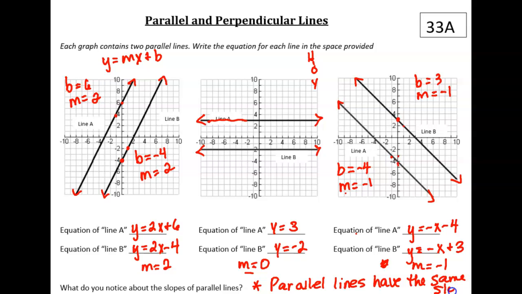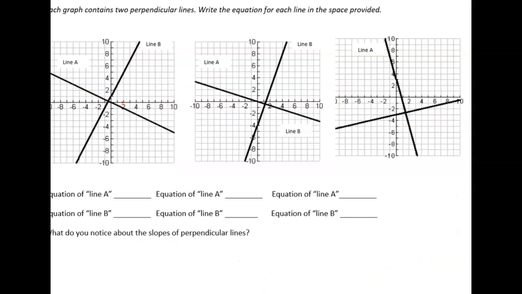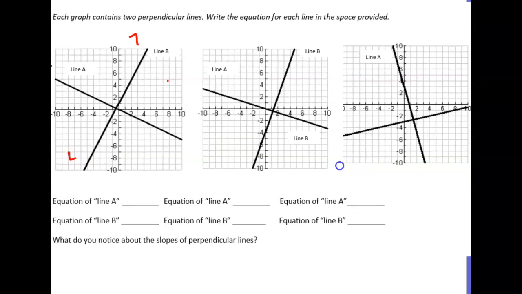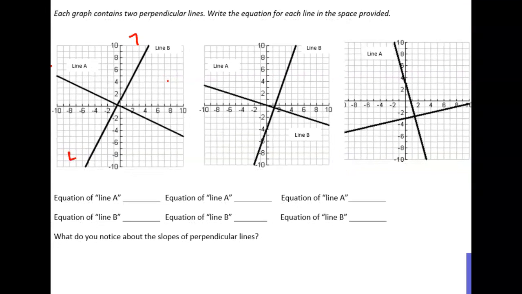All right, so now let's take a look at perpendicular lines. Perpendicular lines meet at a 90-degree angle. So we're going to look at our different lines again. Let me just shift this over a little bit and make it bigger. Let's line this up. Okay, that's a little bit better. That means my little arrows are off.